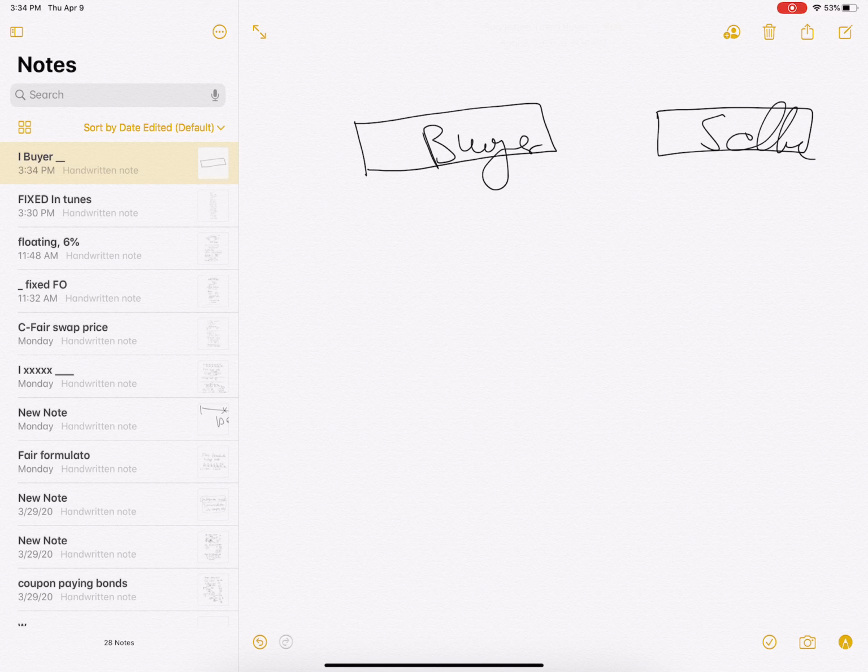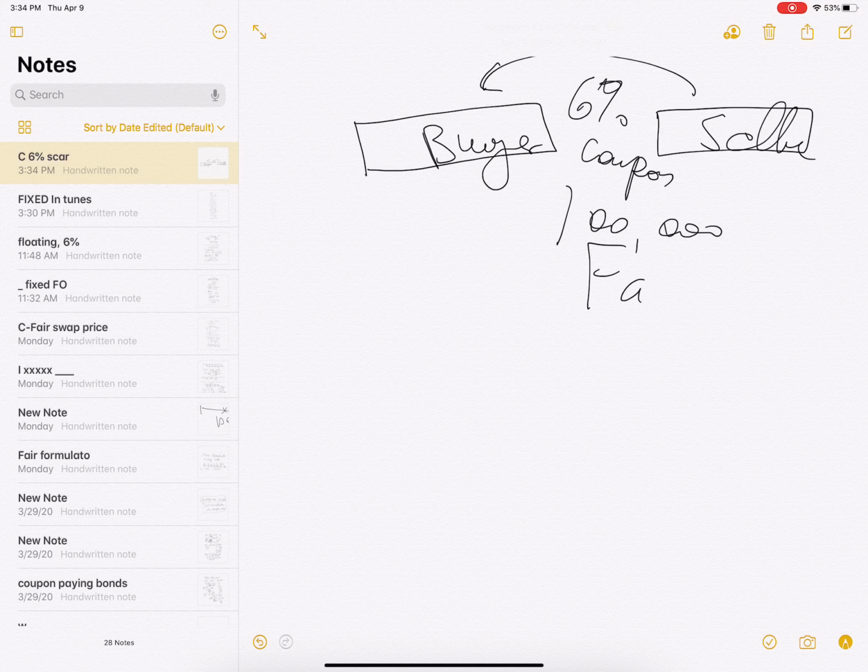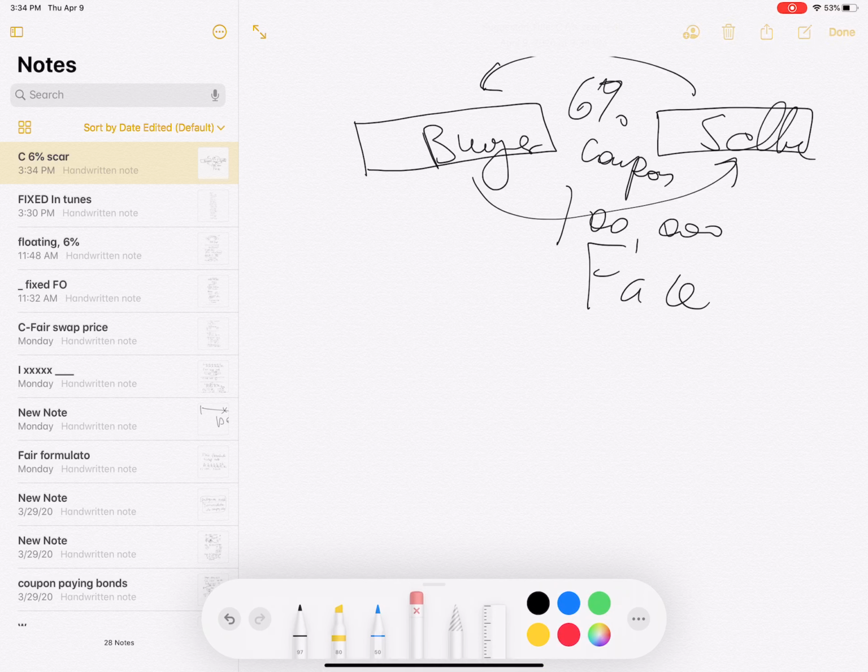And I said to you that for treasury futures, the seller commits to give the buyer a 6% coupon bond with $100,000 face, and the buyer needs to pay the seller the contract price.